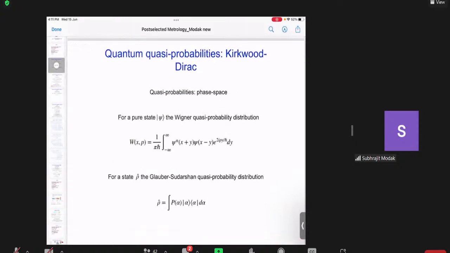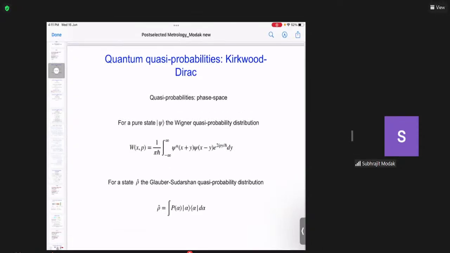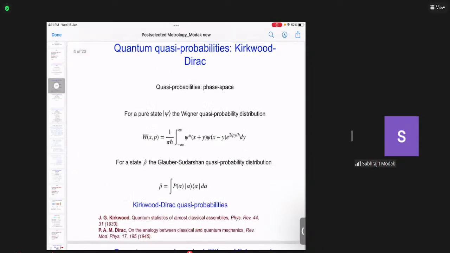Now, there are very common non-classical distributions, like the Wigner distribution and the Glauber-Sudarshan P distribution. But around the 1930s, Kirkwood also came up with a distribution, which was further developed by Dirac. It is named after Kirkwood and Dirac, and this is the Kirkwood-Dirac quasi-probability distribution.